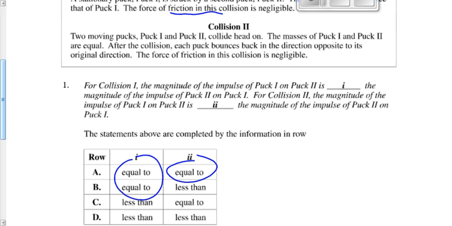This will always be the answer to a question like this. If you've got a collision between two objects and one of them gains 5 units of momentum, the other must always lose 5 units of momentum. Even if one mass is 50 times the mass of the other one, the magnitude of the impulse will always, always be the same.